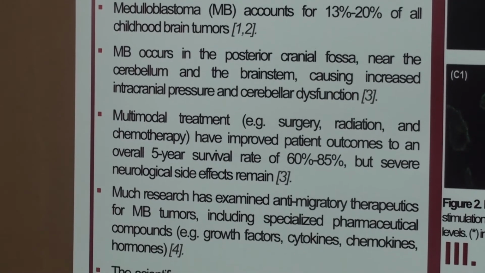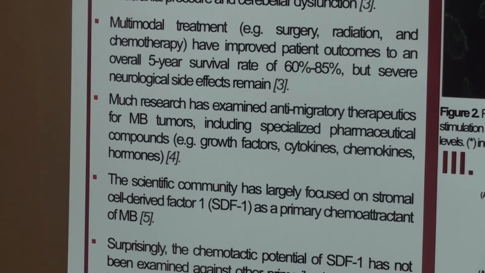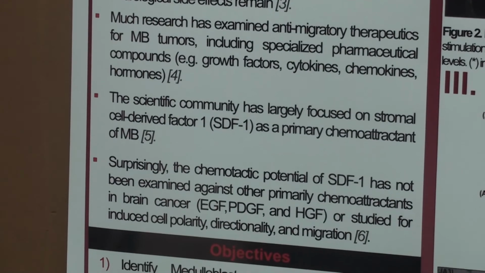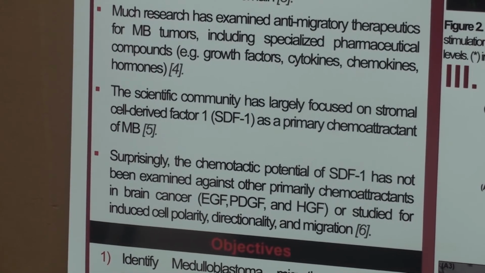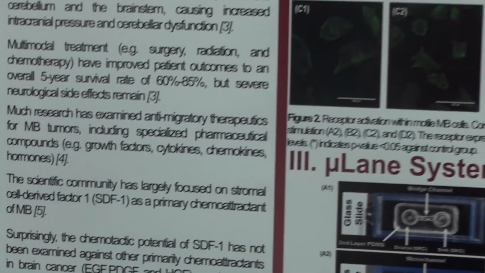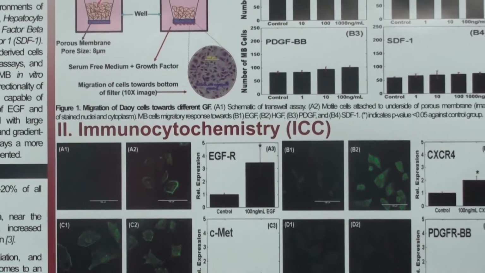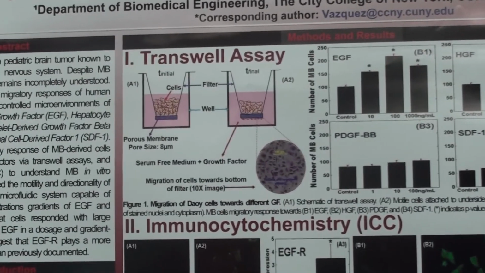The first thing that we do is look at different nanomolar concentrations of the growth factors through a transwell assay, and we found that EGF and HEF have a concentration dependency as opposed to PDGF and FDF1. Then we look at how the receptor expression plays a role in migration.